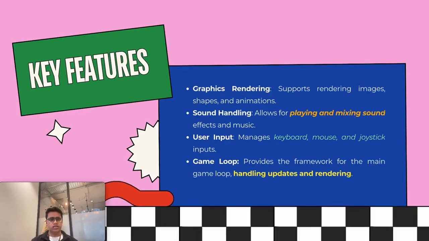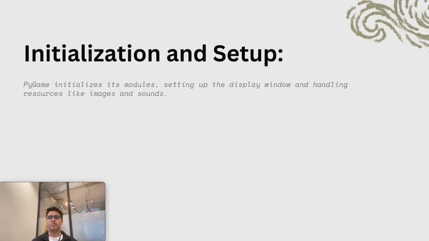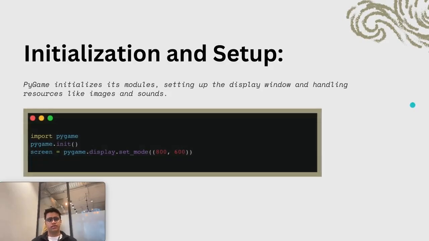And yeah, these are the key features: we can render graphics, we can do sound handling, and you can work with audio. We can take user input; it keeps checking when keys are pressed, when the mouse cursor moves, and so on. And the most important thing is the game loop, which provides a framework for the main game loop. It behaves as the main function in whatever game you're creating, and it takes care of updating, event handling, and rendering operations. So how does Pygame work behind the scenes, or how does Pygame work when you're writing code as a Python developer?